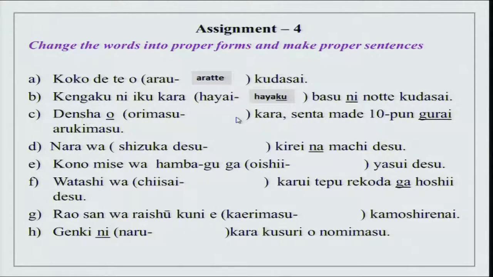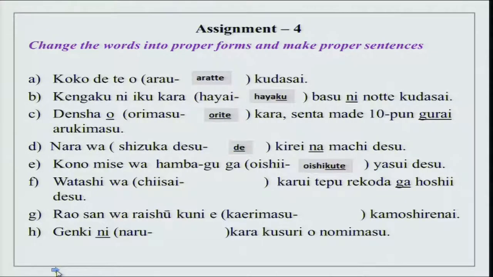Densha o orite kara senta made 10 pun gurai arukimasu. Now why te kara over here and what does it mean? Well, te kara means that this action generally happens or is for the future. It has not happened. Densha o orite kara watashi wa mainichi senta made 10 pun gurai arukimasu, a statement. Then we have nara wa shizuka de kirei na machi desu. You have done this joining two adjectives.